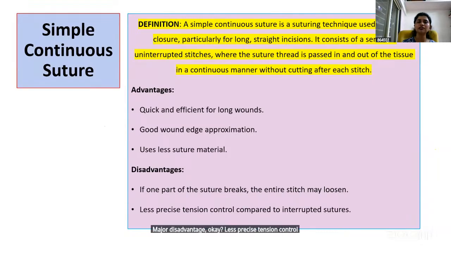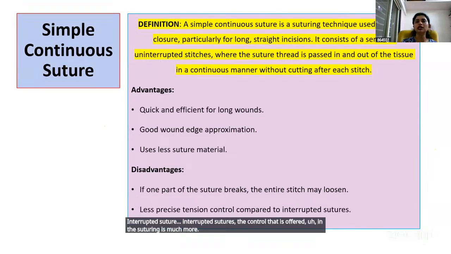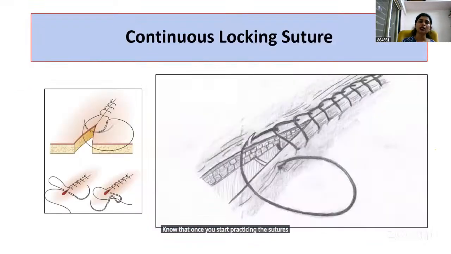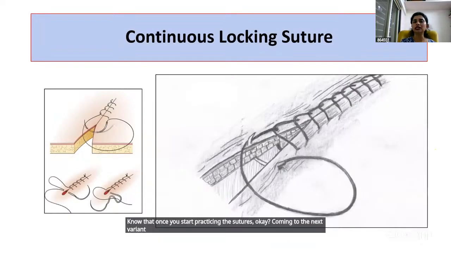Sometimes what happens? In interrupted sutures, the control that is offered in the suturing is much more. In continuous, sometimes little puckering, little uneven wound approximation can happen. Okay, you will understand that, or you will know that once you start practicing these sutures. Okay. Coming to the next variant of this simple continuous suture is continuous locking suture.